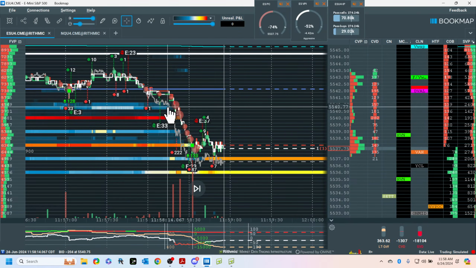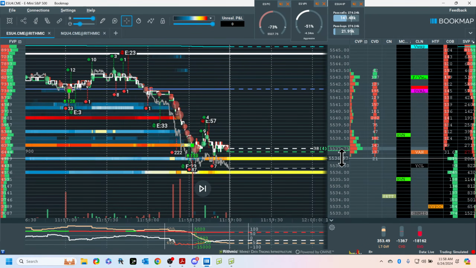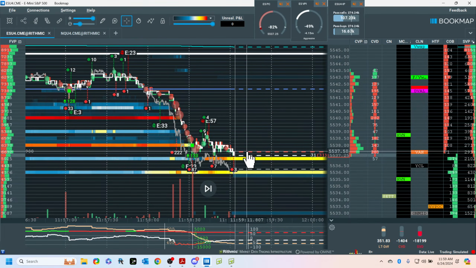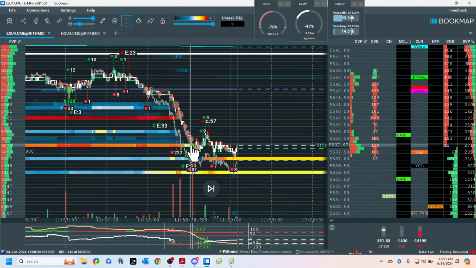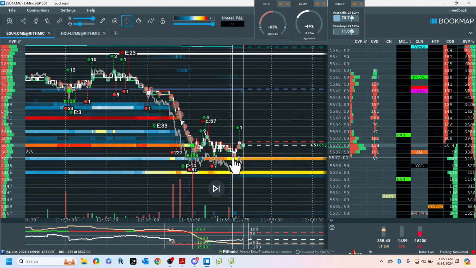Let's see. Overnight volume point of control, 3750, is right here. Retail in the ETH was here. Let's watch this area here. Not a recommendation.